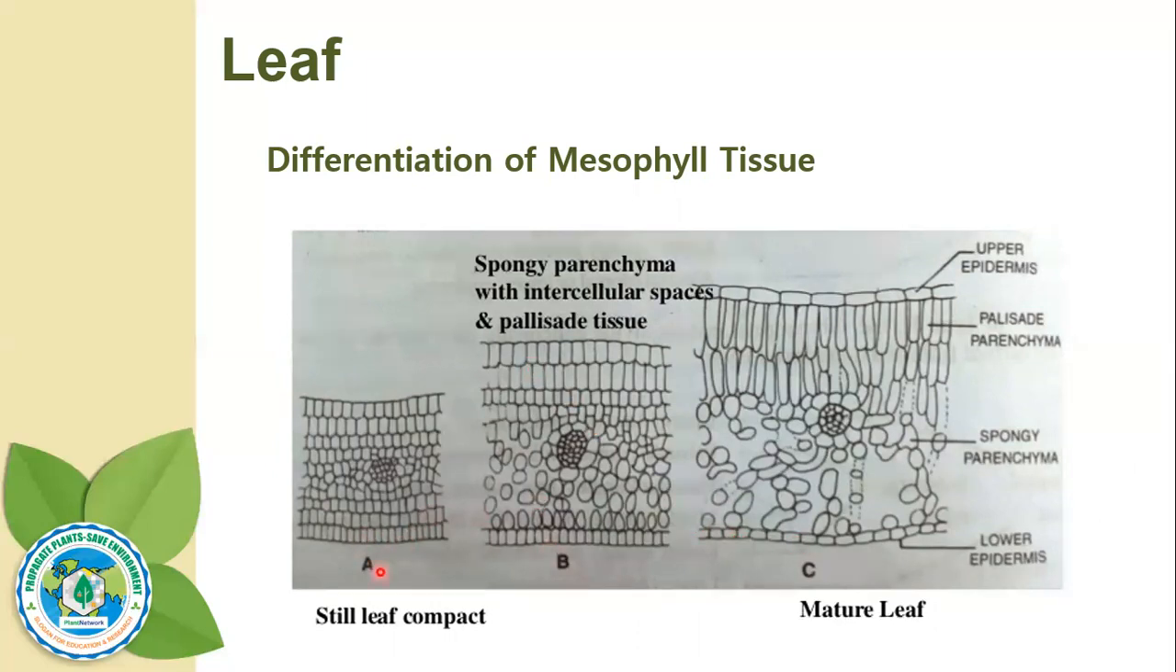First of all, the leaf is still compact. Here, the procambium is produced. Procambium produces the vascular bundles. Then, once the vascular bundles are established, the second stage is the differentiation of the mesophyll tissues. The mesophyll layers further divide and subdivide anticlinally and periclinally to produce the mature leaf palisade parenchyma as well as the spongy parenchyma tissues.